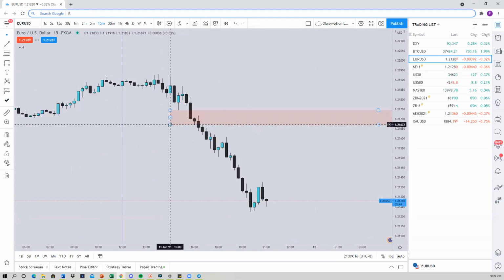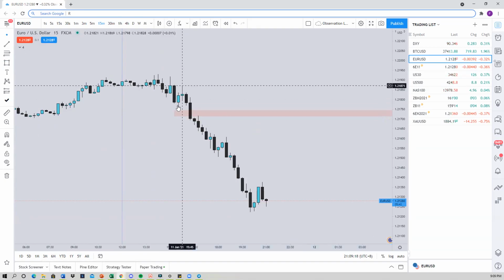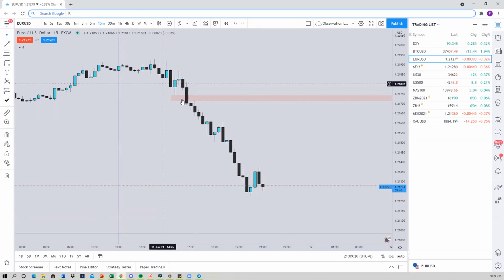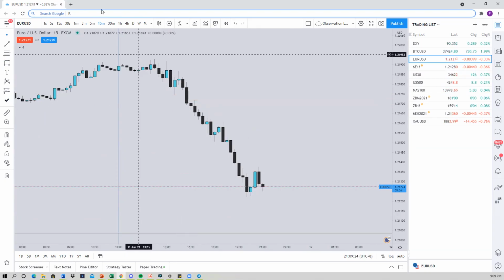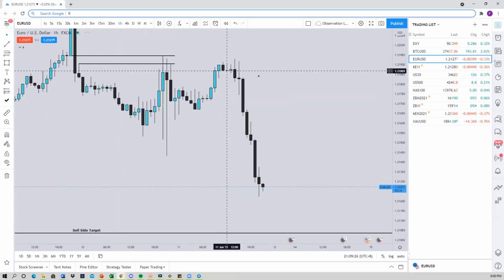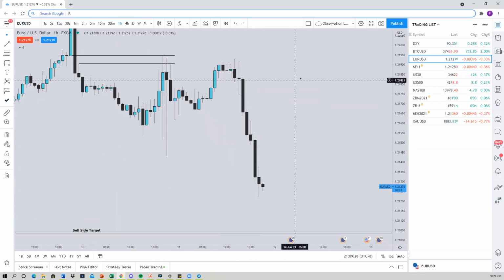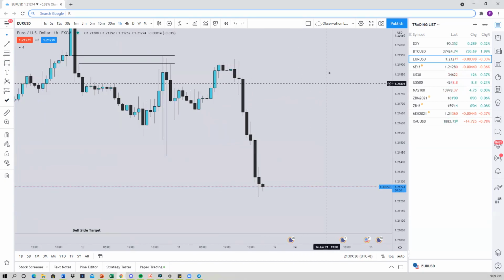See, buy side delivery, sell side, this is a fair value gap. So that's what you need to understand. This will naturally come to you with practice on the chart and pattern recognition on a daily basis.